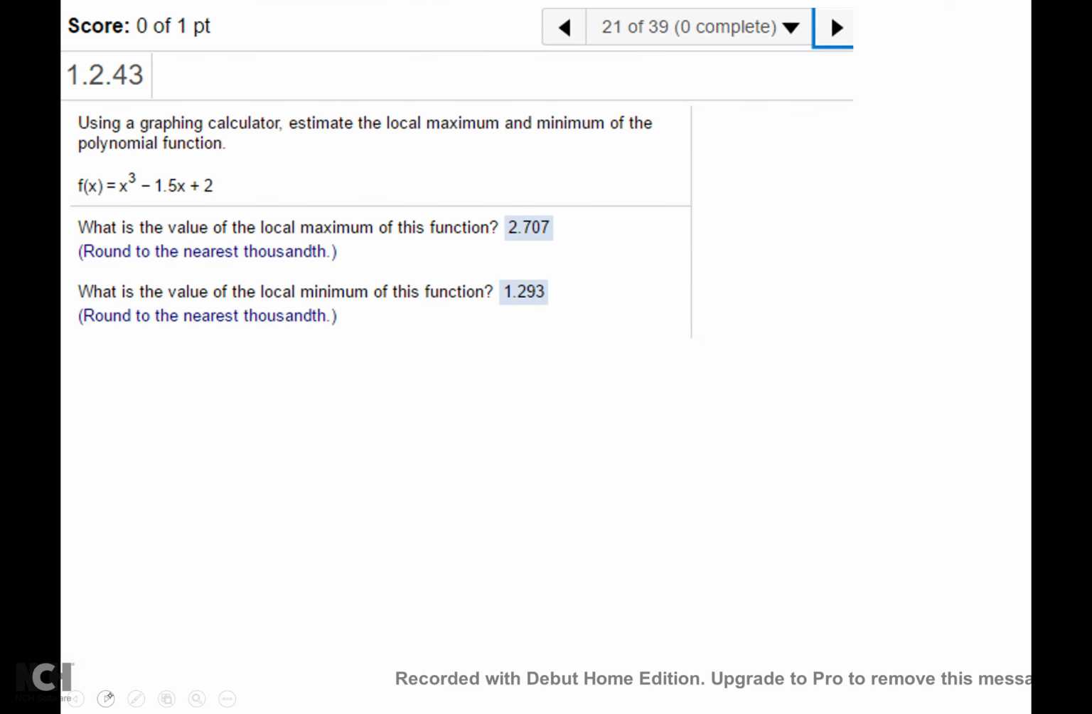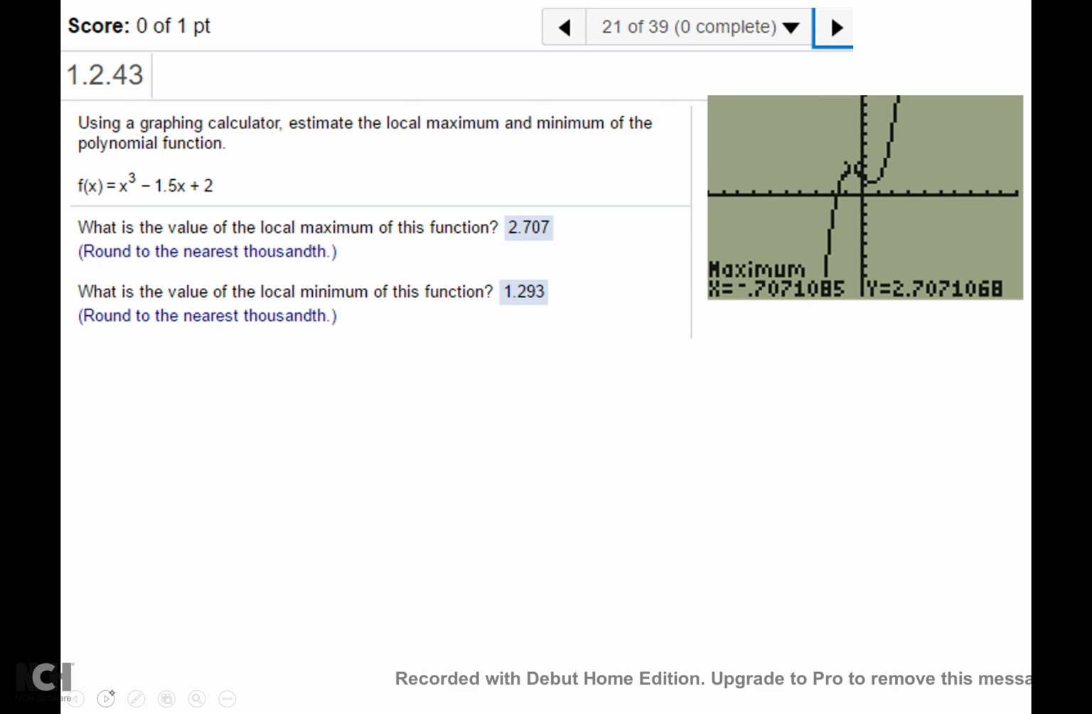Okay, use a graphing calculator. Estimate the local maximum and minimum of this polynomial function. If I type it in, I graph it. If I find the value of the local maximum, that would be right there, left bound, right bound. And I get my maximum when x is negative 0.707, my maximum value is 2.707.